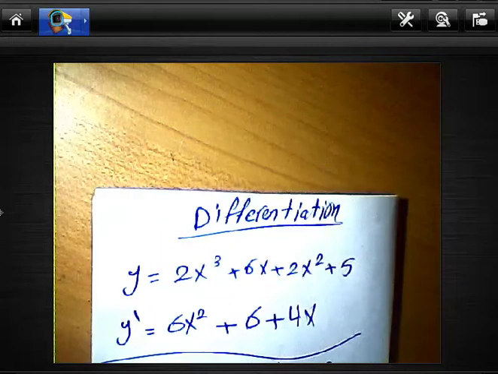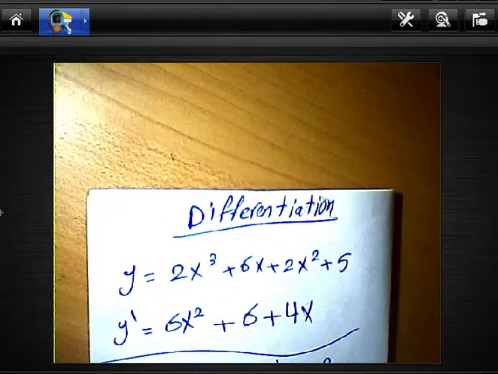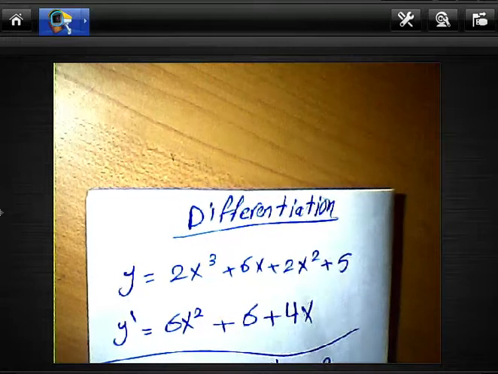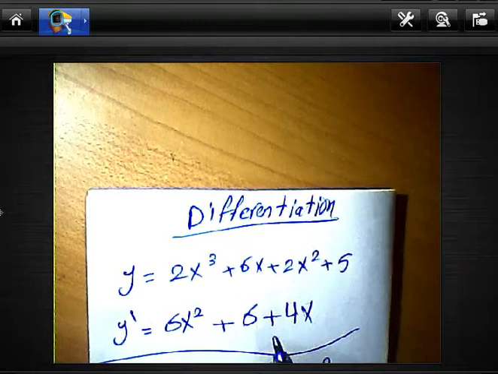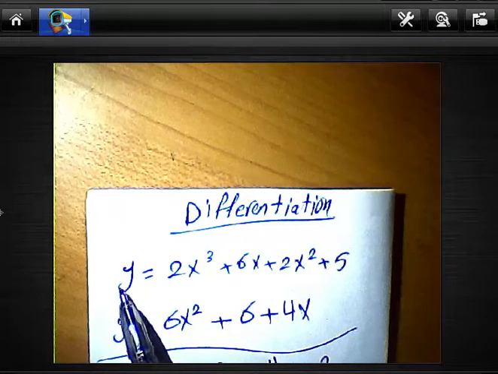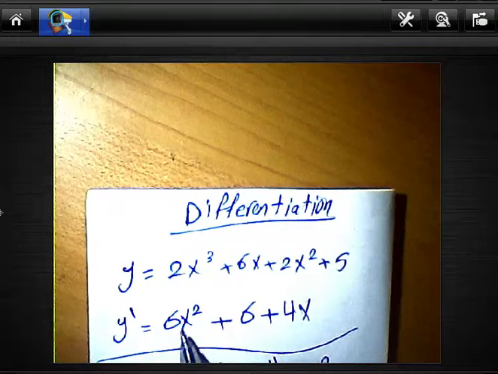Today we are going to talk about an important math concept called differentiation. What if your teacher gives you the example y equals x power 3 plus 6x plus 2x power 2 plus 5, and wants you to find the derivative of this function? We can write y dash, meaning dy over dx, the derivative of y with respect to x, equals 6x power 2.